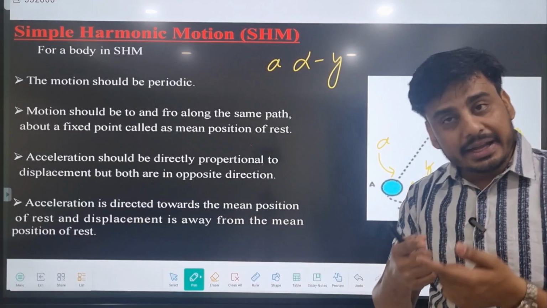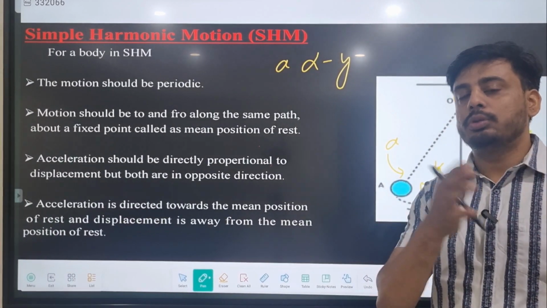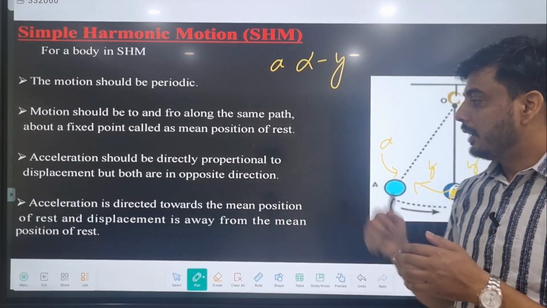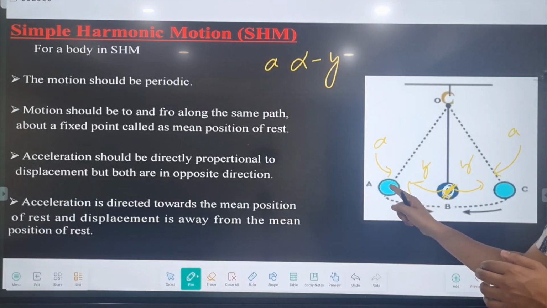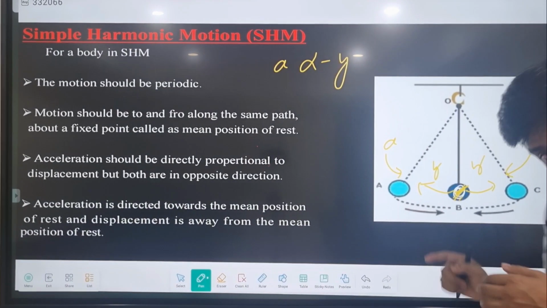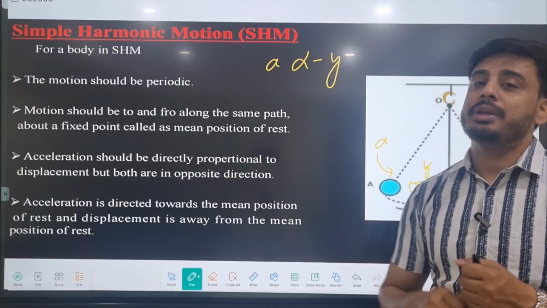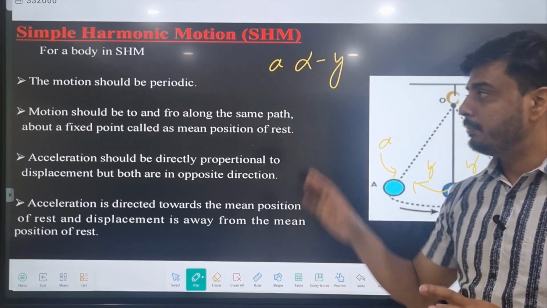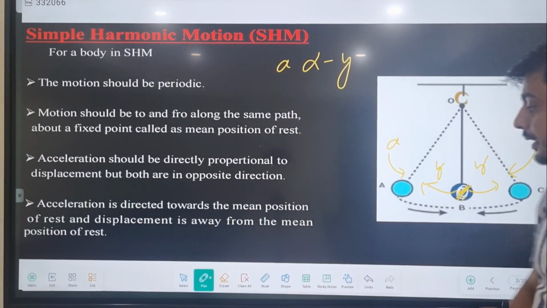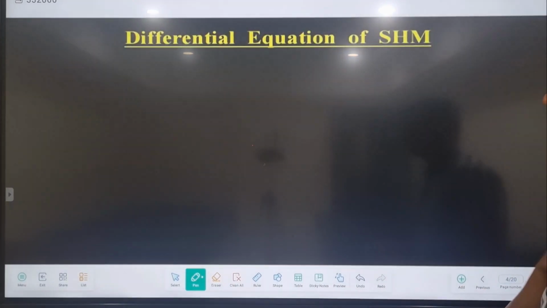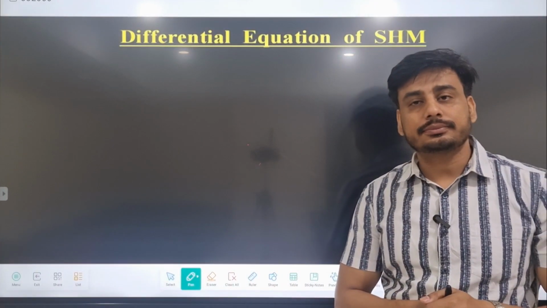And there is a negative sign which indicates that both are in opposite direction. Again, you can see acceleration is always towards the mean position of rest and displacement is always away from the mean position of rest. I hope this concept is clear. Next, we will go to the next part, the differential equation.